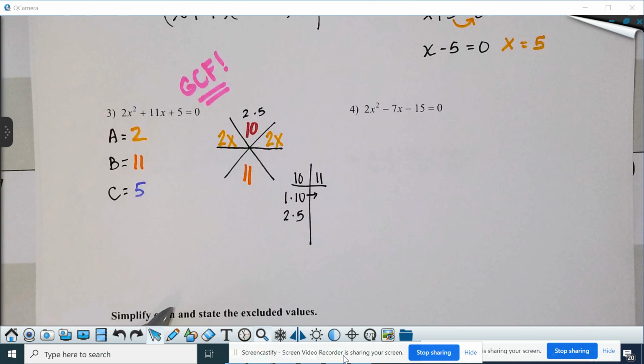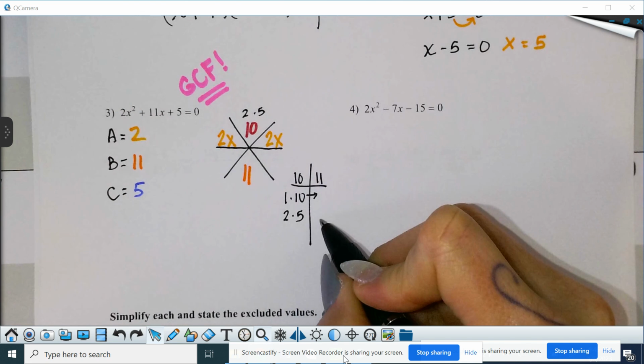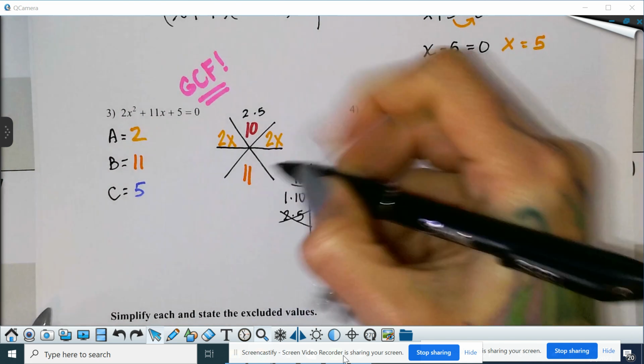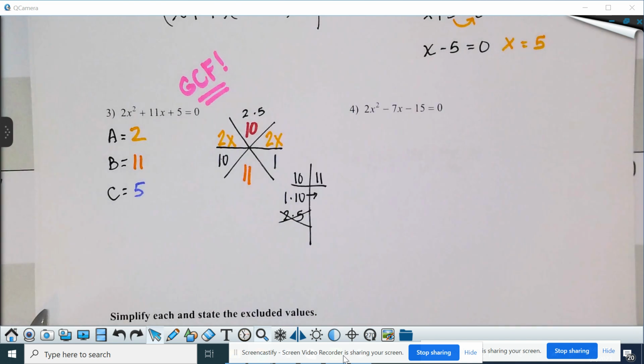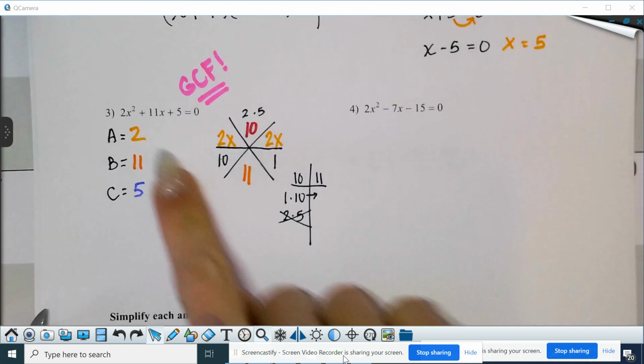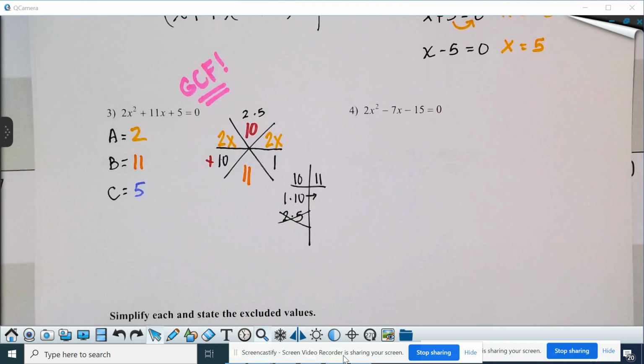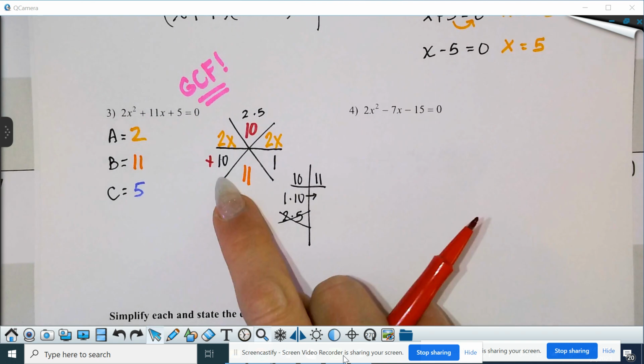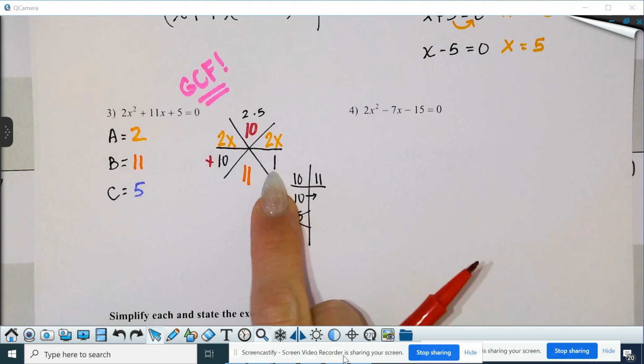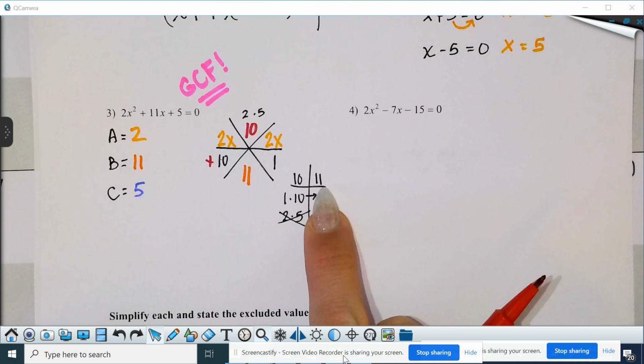So 5 and 2 is going to be 7 or 3, so that's a no-go. So it's 10 and 1. So 10 and 1. I'm going to go look at my B value. B value is positive, so I know the 10 has to be positive. And then 10 plus 1 is going to give me that positive 11, so it's also going to be positive.